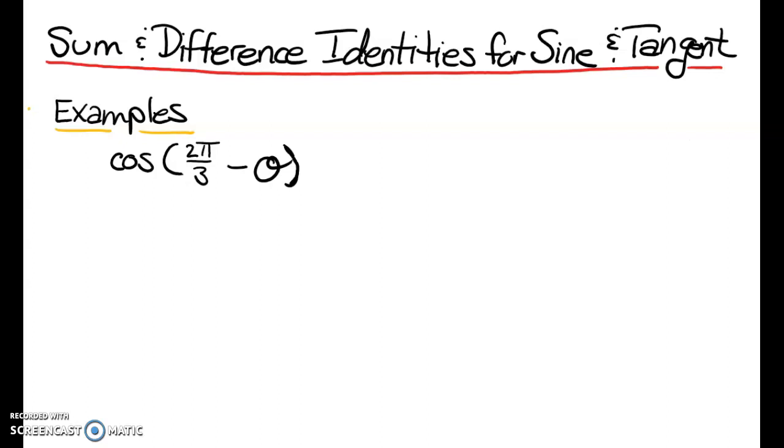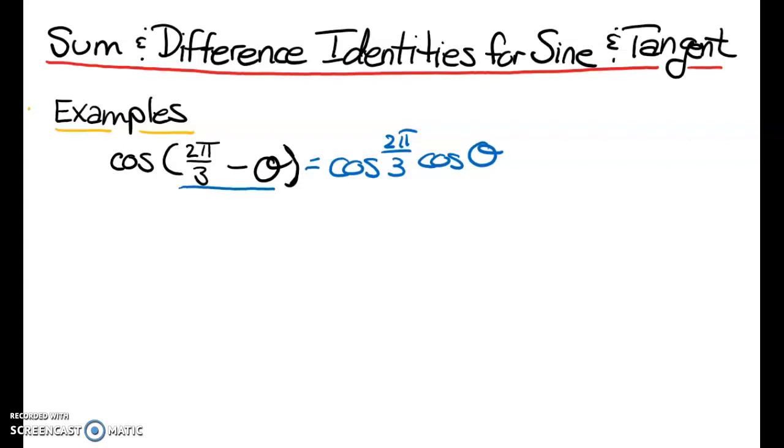So we're going to start off with finding the cosine of 2 pi over 3 minus theta. Just because we're doing the sum and difference identities for sine and tangent doesn't mean we can't go back and do the difference identity for cosine. So we're going to use that difference identity. Make sure that you have your identity worksheet available. And for these, we're not allowed to have any additions, subtractions, multiplications inside our parentheses. They need to be single functions of either theta or x.